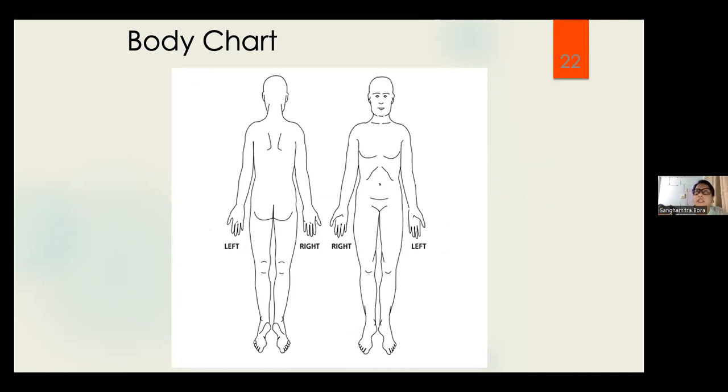So this is a body chart where we generally ask the patient to show the area where the pain is, and this also helps us in remembering where the pain was. And when you review the patient later on, you can see if the pain has reduced, or has it moved to some other side, or is there a new radiation that has happened.